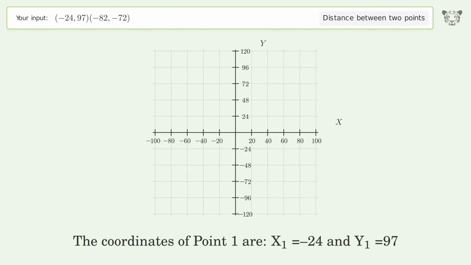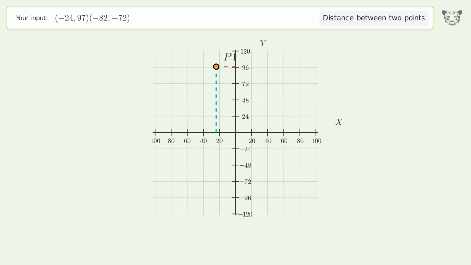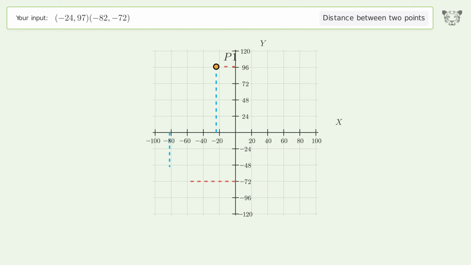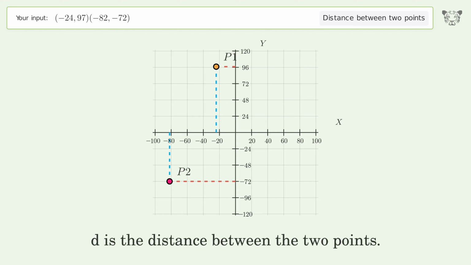The coordinates of point 1 are x1 equals -24 and y1 equals 97. The coordinates of point 2 are x2 equals -82 and y2 equals -72. D is the distance between the 2 points.